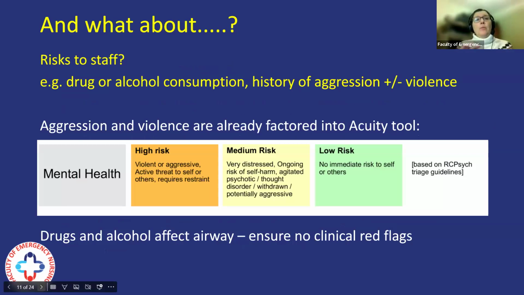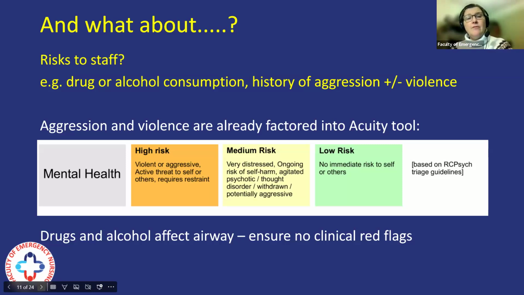Okay, what about risks to staff? Okay, let's have a look at that then. So we were asked about drug or alcohol consumption and violence and aggression. So we've put up here the acuity tool section on mental health, and you can see this is from the secondary assessment matrix, and you can see there that high risk, medium risk, low risk of aggression and violence. So that's straightforward. That will give you where you need to allocate them.